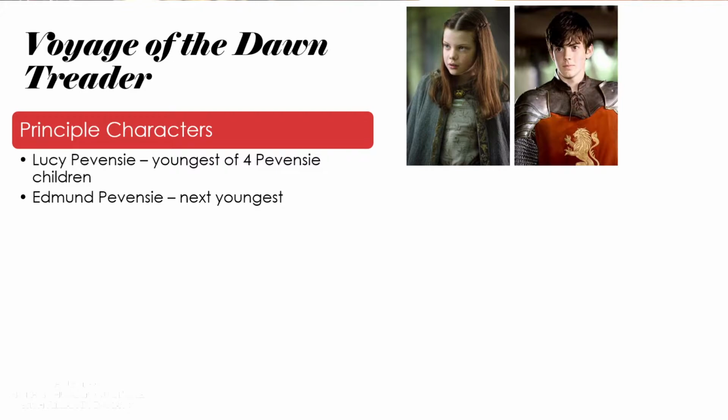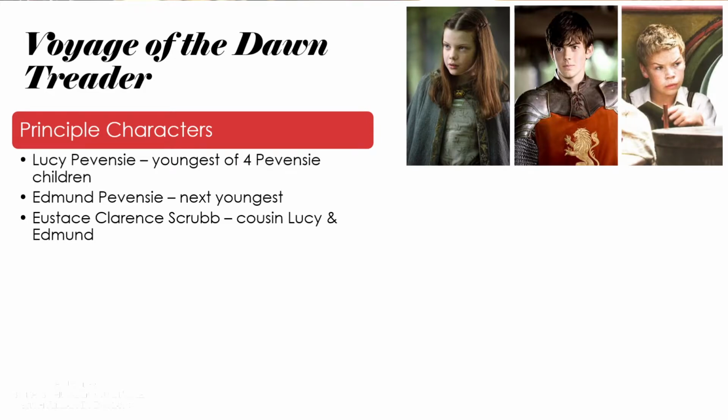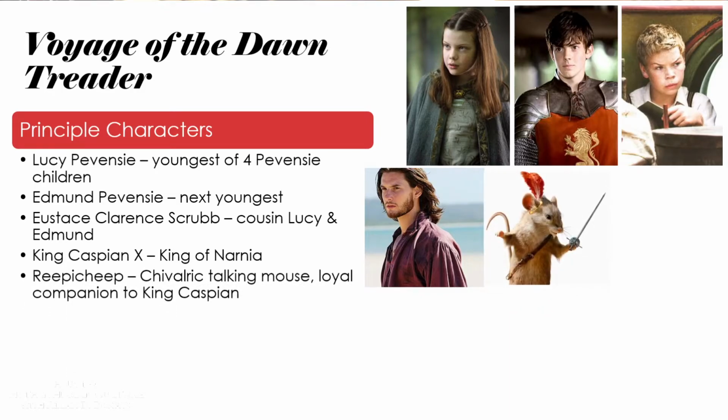But you're now introduced to a third child from our world, which is the character of Eustace Clarence Scrubb, which, as they point out in the book, is a horrible name, but it belongs to a rather horrible boy. And this is a cousin to Lucy and Edmund. Okay, and we're going to really follow him more than anybody else in the course of our discussion of the book. The next character, King Caspian X, he's the king of Narnia. He was introduced in the book Prince Caspian, and that was basically his ascension to the throne. Then you also have his loyal companion, a chivalric talking mouse by the name of Reepicheep. Kind of a silly character, but again, it's a children's book. Talking animals are very, very important in the whole Narnian mythos.